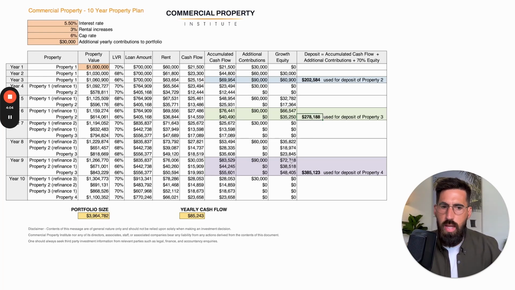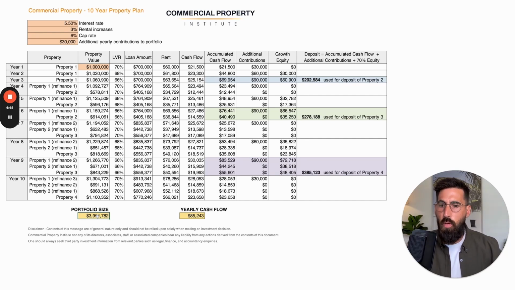You can see after year 9, we can buy another property at $1 million. And then the yearly cash flow is going to be $85,000 per year, which is a really good outcome for 10 years when you've just started with the one property, for instance. And if you compare this with residential, it's much better. Residential portfolios take 20, 30 years to get even remotely close to this passive income. And you've got a portfolio size of close to $4 million. So this is actually quite good, and it's leveraged at 70% as well.